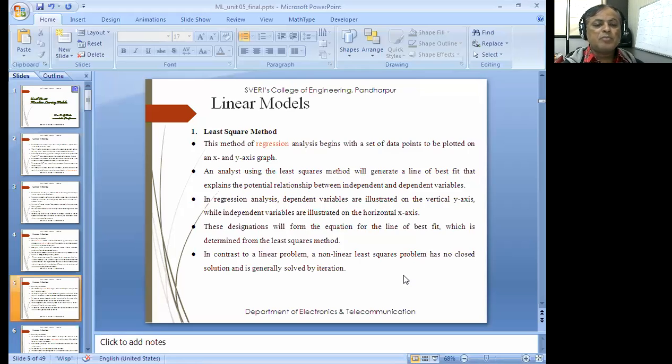So जैसे आप linear models के लिए सोचते हैं, तो आपको ये method से जाना चाहिए, least square method से. But for the non-linear problem, we have to solve it by iteration.